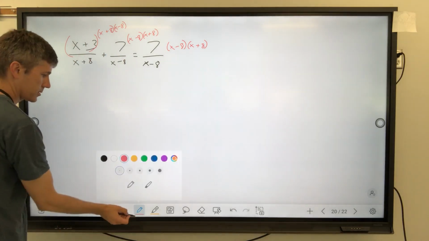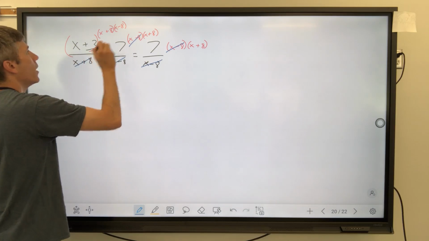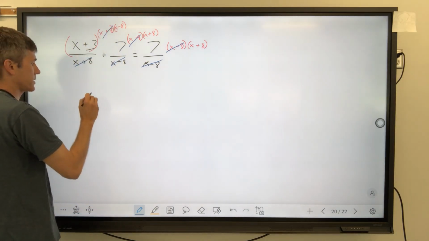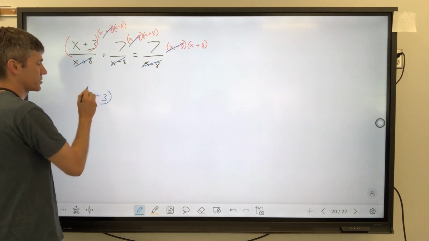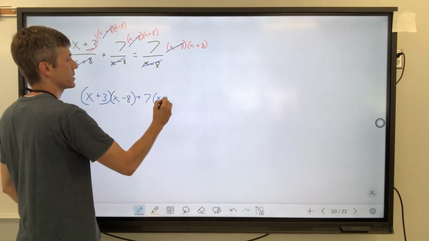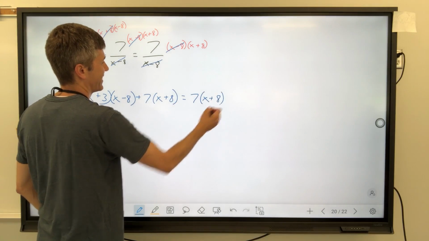All right, switching colors, starting to cancel. Okay, x plus 3, x minus 8. I'm going to stretch this out one extra step. 7, x plus 8.